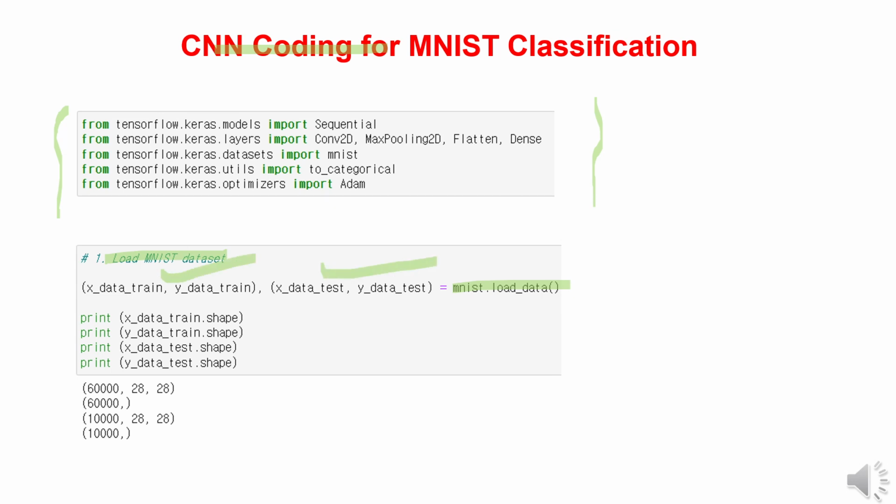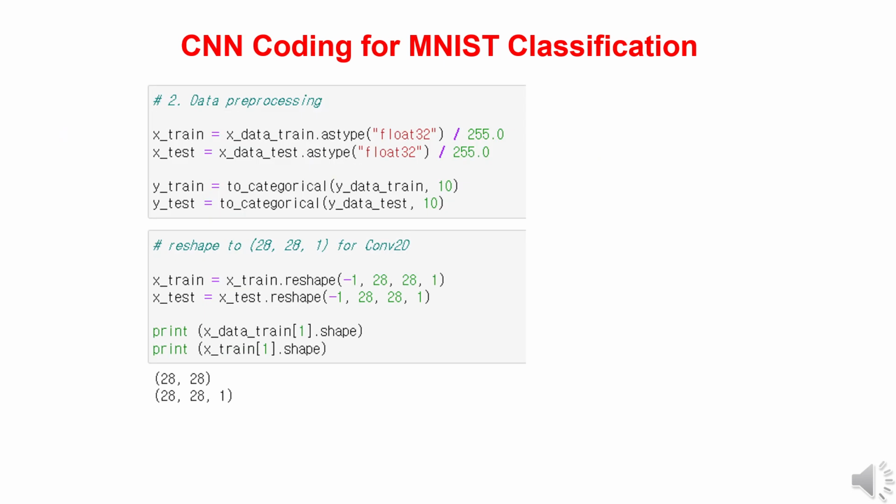As you can see, the training set contains 60,000 images, and the test set has 10,000 images, each of them sized at 28 by 28 pixels. First, since the X data consists of pixel values ranging from 0 to 255, we divide by 255 to normalize the values between 0 and 1. Next, we use the to_categorical function to convert the labels into one-hot encoded format.